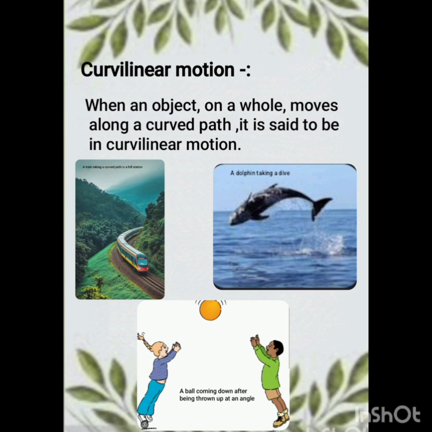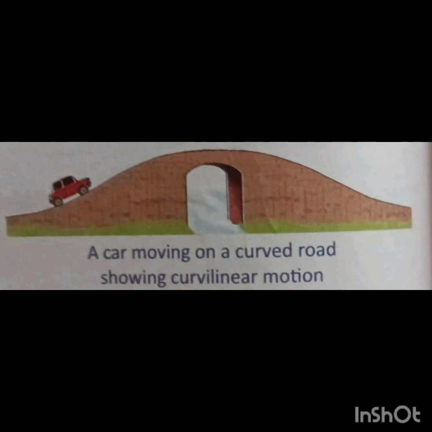When an object on a whole moves along a curved path, it is said to be in curvilinear motion. You understand by the example, like a train taking a curved path in a hill station, a dolphin taking a dive, a ball coming down after being thrown up at an angle, and a car moving on a curved road. These show curvilinear motion.